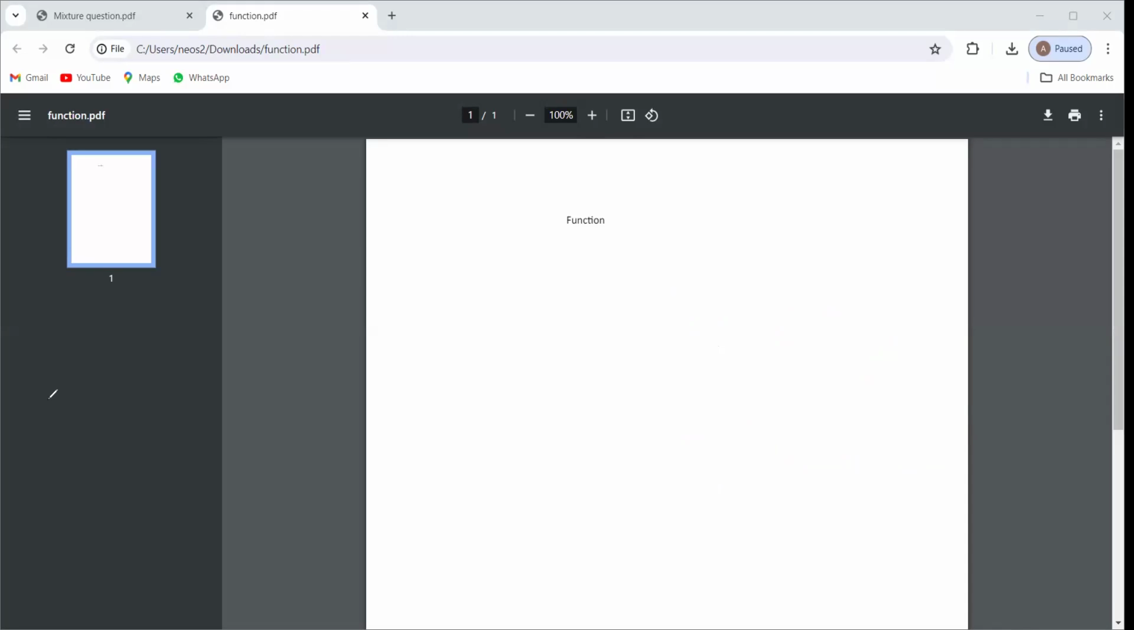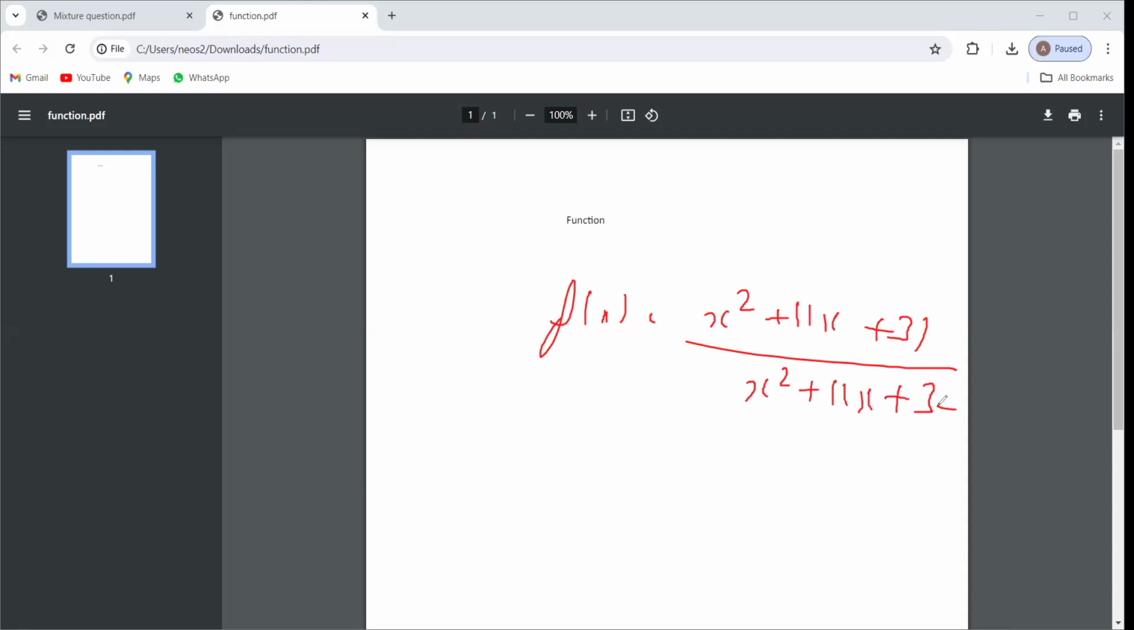चलो एक और क्वेश्चन करते हैं, ये थोड़ा सा टफ वाला करते हैं, राइट? रेंज किसका निकलवाना है? हाँ, ये वाला ट्राई करो. f of x is equal to x square plus 11x plus 31 by x square plus 11x plus 30. Try this.